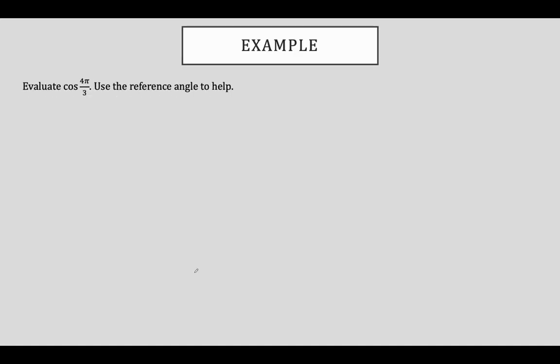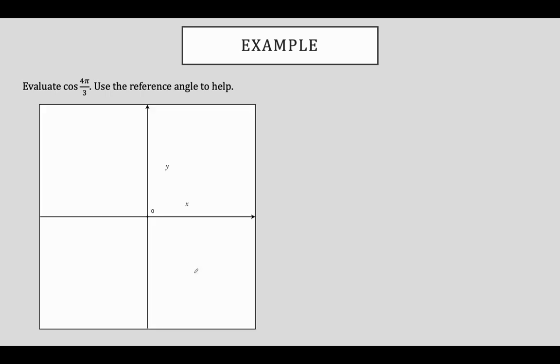Evaluate the cosine of 4 pi over 3. Use the reference angle to help. Well, always a good idea to get a good picture of what's happening. The angle 4 pi over 3. Now, that is one of your special angles on the unit circle, and you certainly could find the angle on the unit circle and answer the question in that manner. However, here we're going to show you how we're going to use the reference angle to do the same problem and explain why it might be helpful to use reference angles instead.